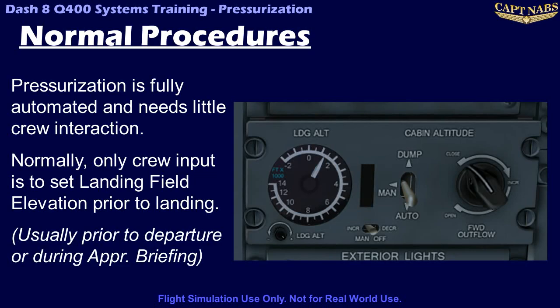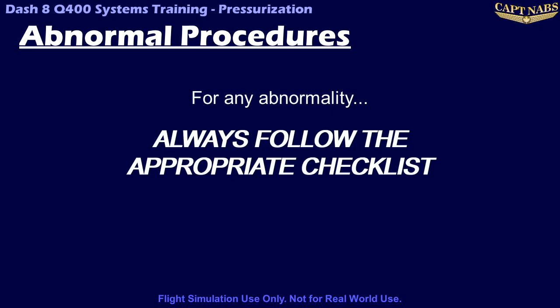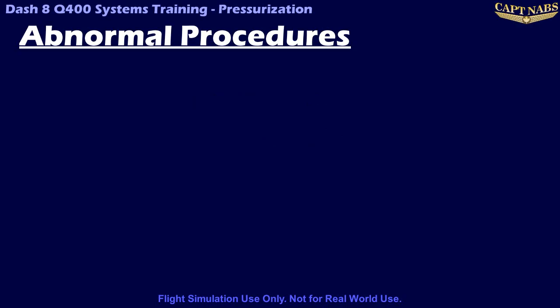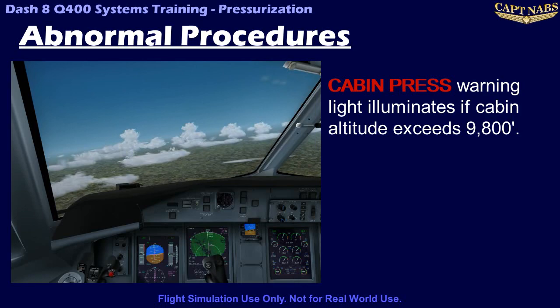There are a number of critical procedures associated with abnormalities in the pressurization system. As always, follow the appropriate checklist. The most critical pressurization issue is a loss of pressurization. If the cabin press warning light illuminates, it means the cabin altitude has climbed above 9,800 feet, and the amount of oxygen in the cabin may not be sufficient for continued safe operation.